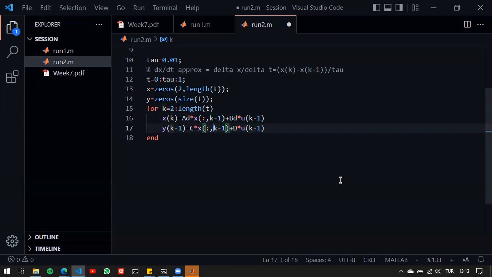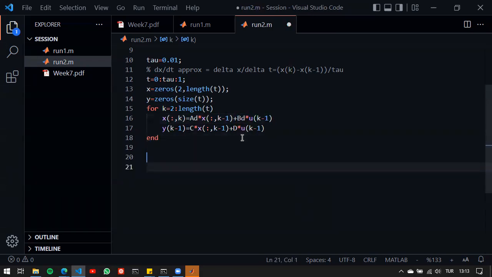But if I'm accessing x, I should use all the rows here. So here we again have all the rows. Kth column should be equal to the previous column times AD plus B times UK minus 1. So again, you're not responsible for this part. You might just need to use it, and that's it.